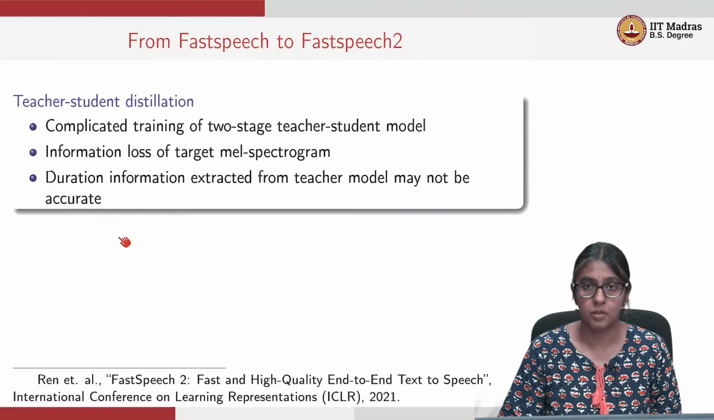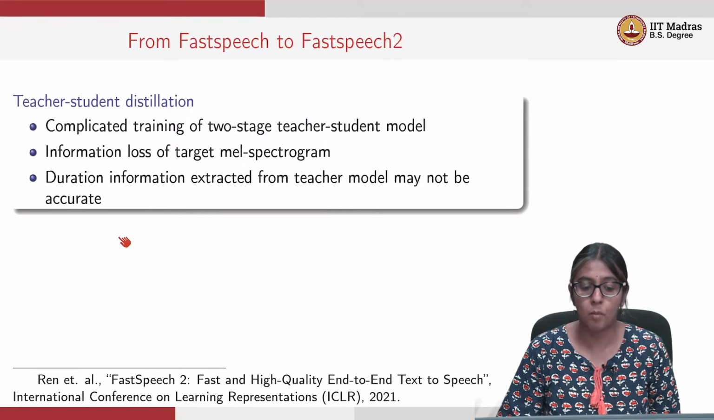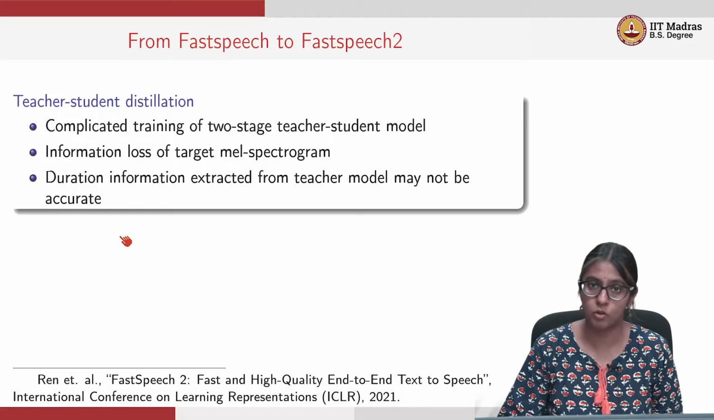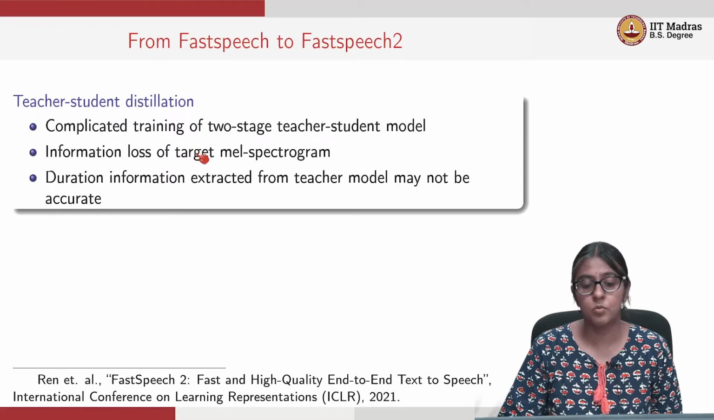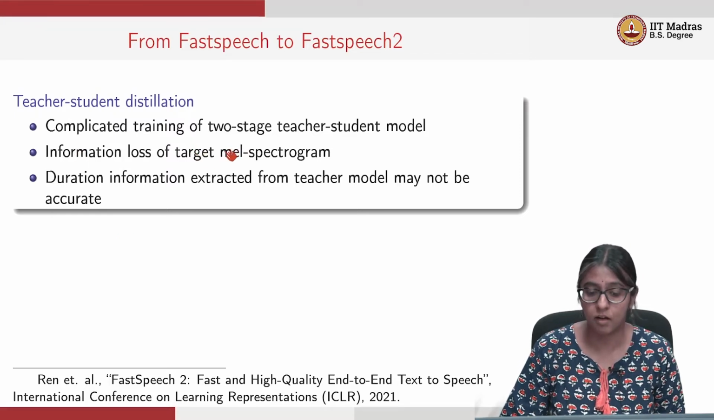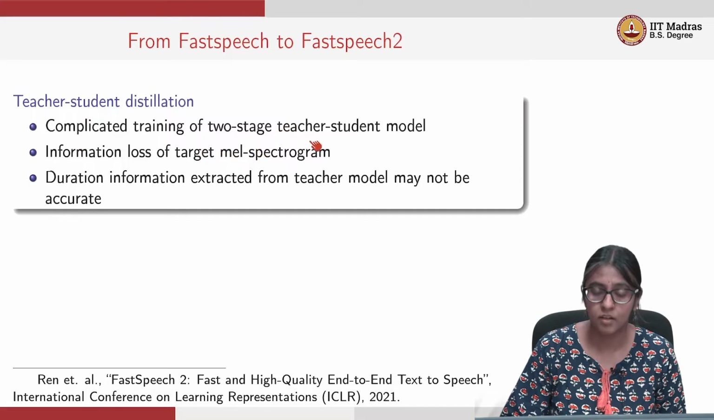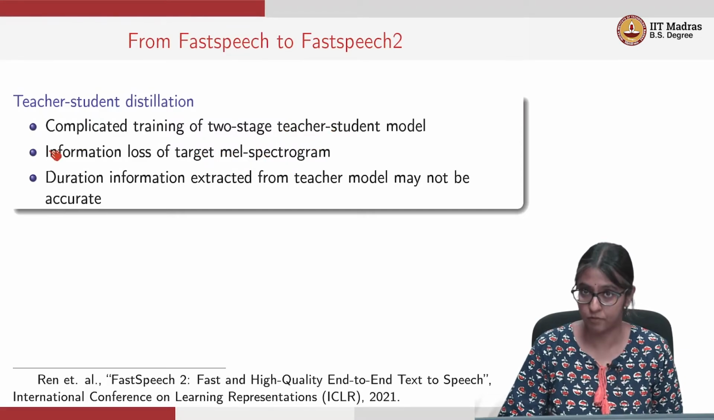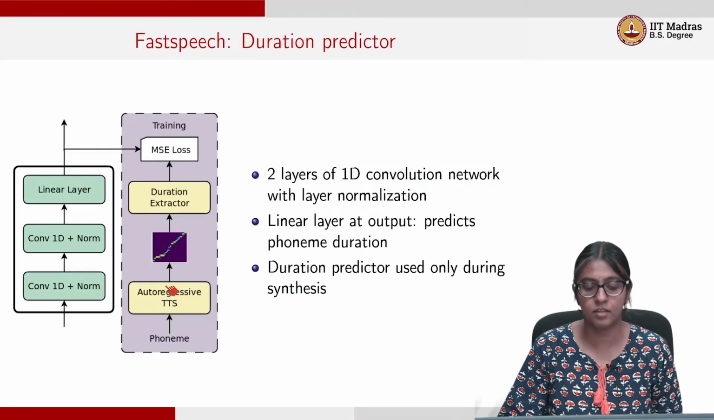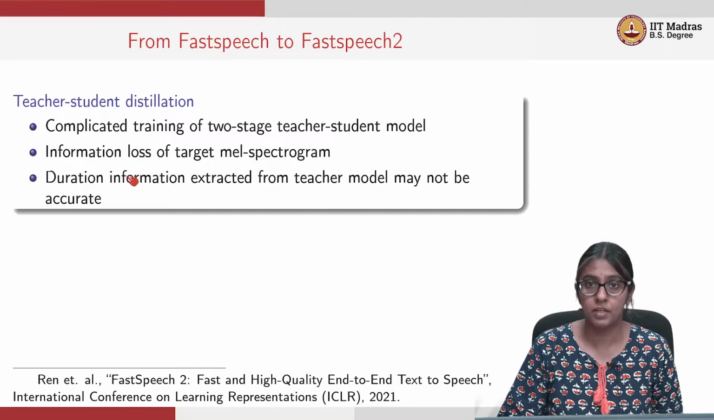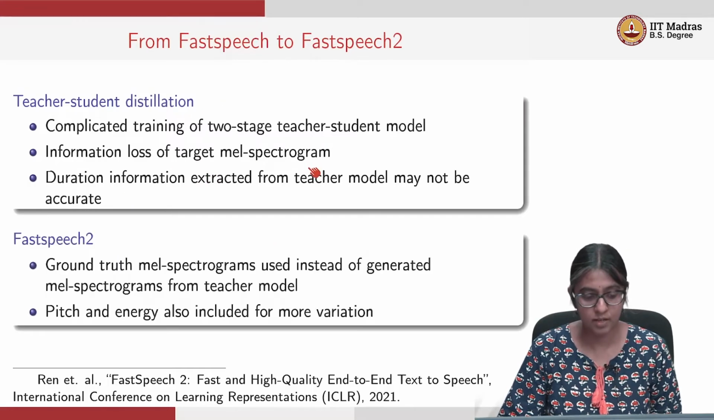But the disadvantage of FastSpeech is that it has this complicated training of two models, like this teacher-student model. You have this autoregressive network feeding to a non-autoregressive FastSpeech model. And since we are using, as I mentioned earlier, the MEL spectrograms predicted by the teacher, that also becomes a problem because there is information loss already. And the duration information, that is this part, is extracted from the teacher model. It may not be correct. So how do we solve this problem? That is what FastSpeech 2 does.